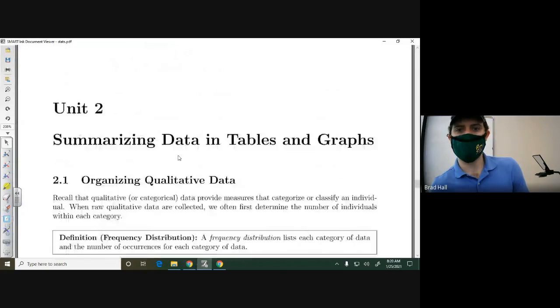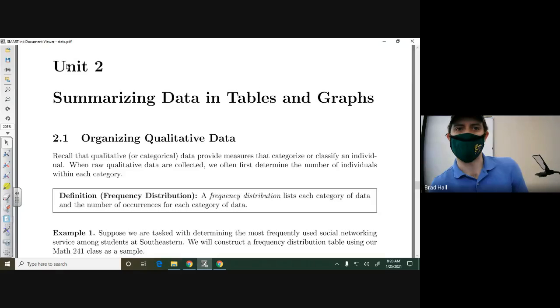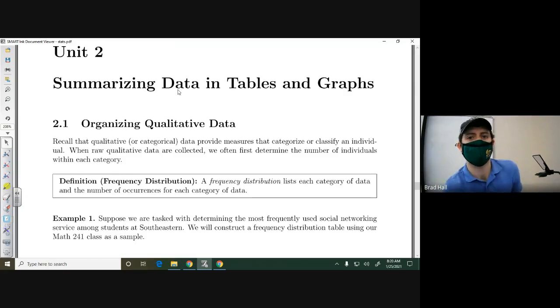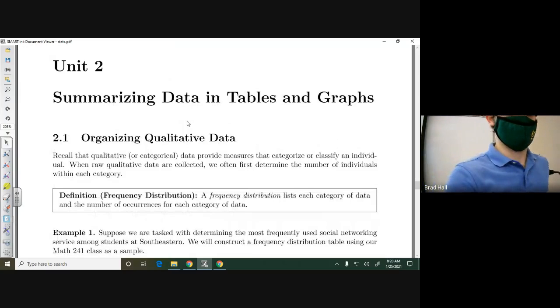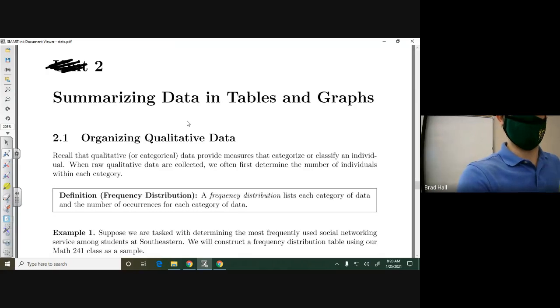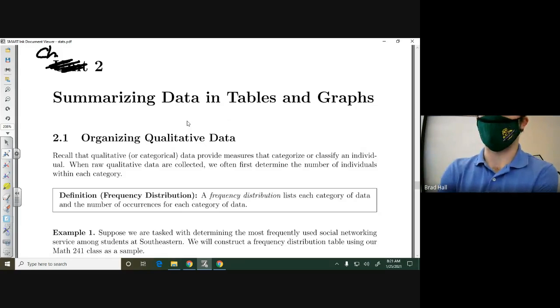So I'm going to move on to, I really should make it say chapter 2. It's not really a unit, it's a chapter. There we go, chapter 2: Summarizing data in tables and graphs. So this is where we start to get our hands on actual data.